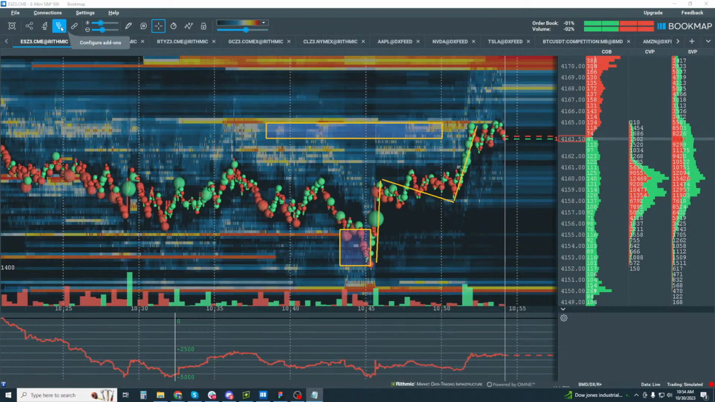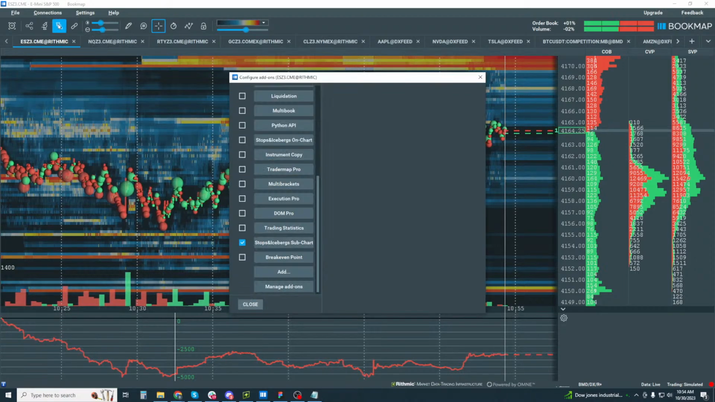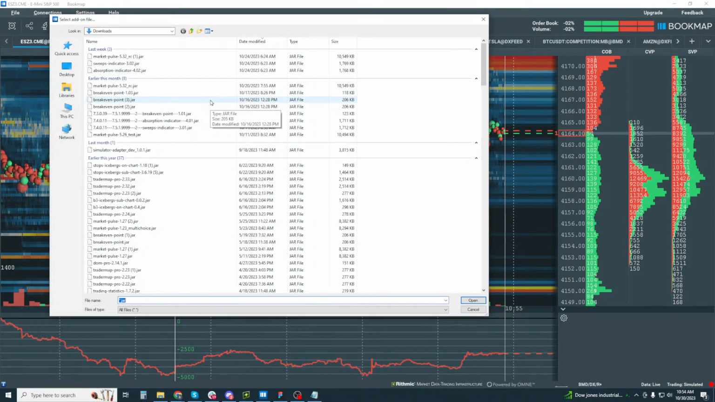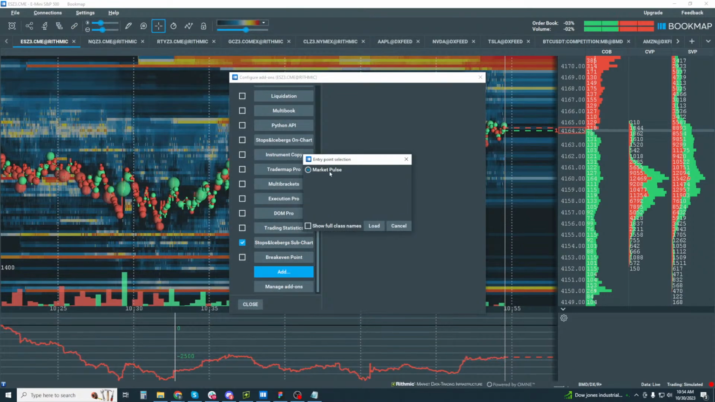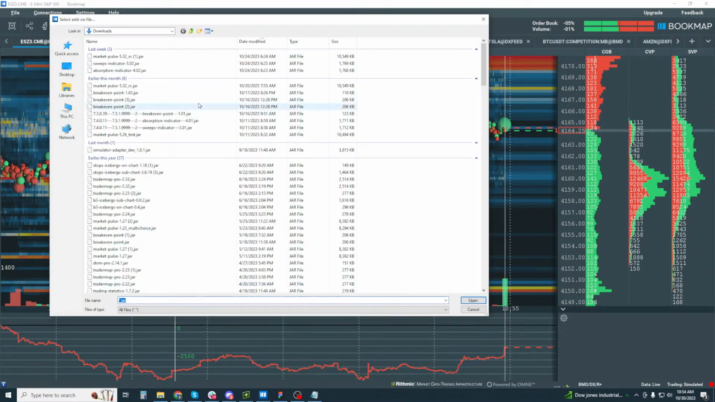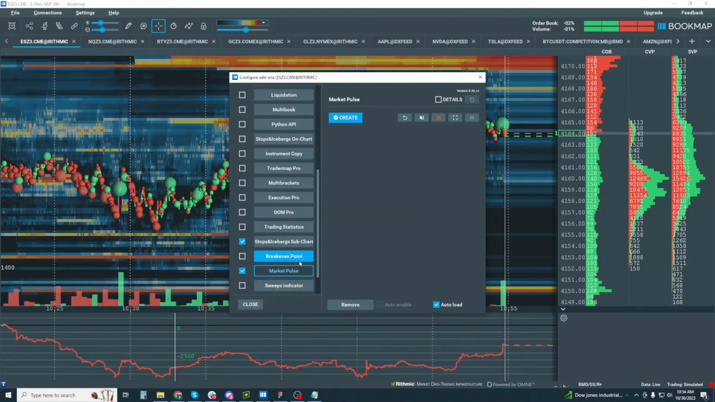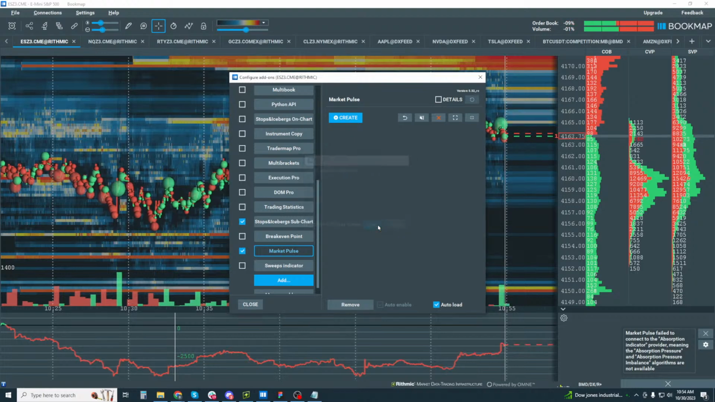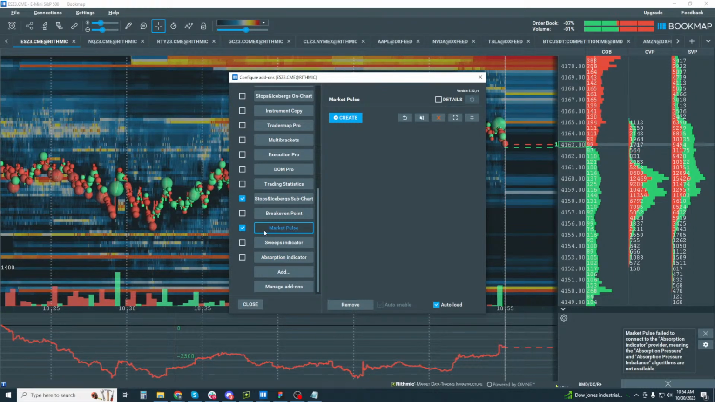Once you've downloaded those three indicators, click on configure add-ons here, go down and click on add. We just downloaded this one, market pulse. Double click on it and install it. Market pulse is now installed. We're going to add another one, the sweeps indicator. Select it and load it. We're going to add one more, absorption. Double click to open it, load it, and there it is.